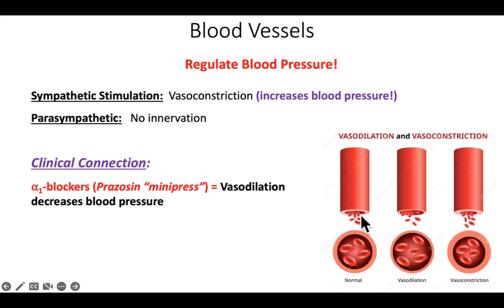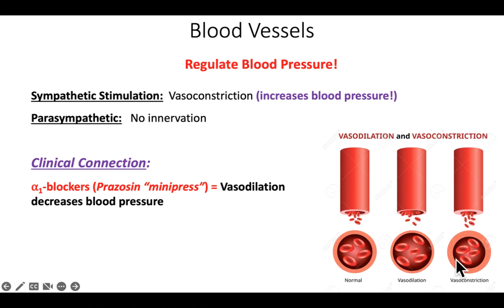So if we look at a blood vessel, kind of the normal diameter, if we were to vasodilate it, which is relaxing the muscle in the wall, that will lower blood pressure. If we vasoconstrict it, which is stimulating the muscle in the wall, that will raise blood pressure.